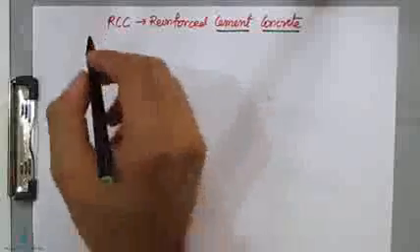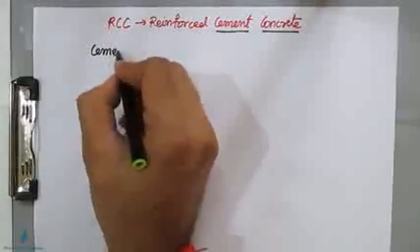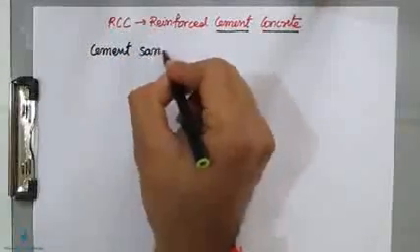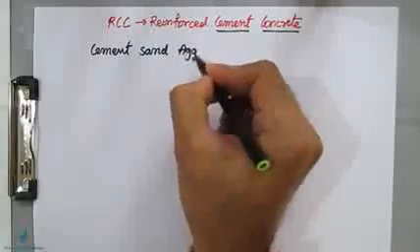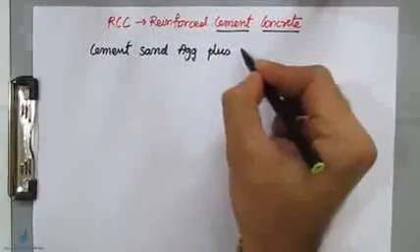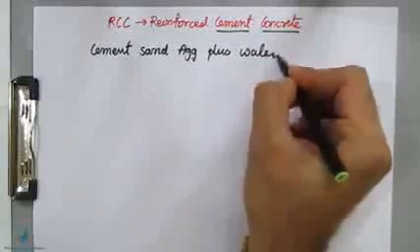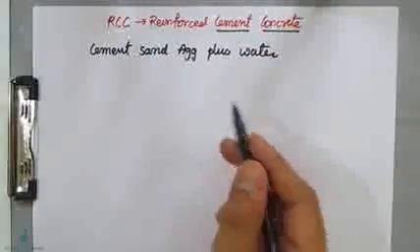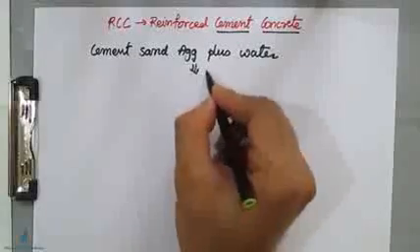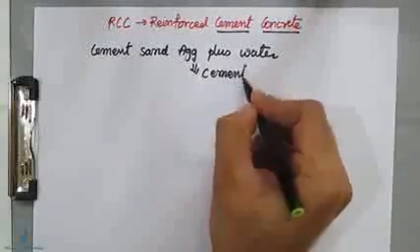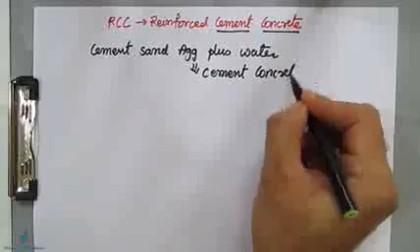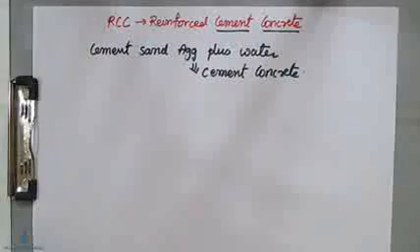Cement concrete consists of cement, sand, aggregates, plus the important material, that is water. So the mixture of cement, sand, aggregates plus water gives rise to your cement concrete, right? And in your previous semesters you might have learnt in MT lab or material testing lab the advantages of concrete as well as the disadvantages of concrete.